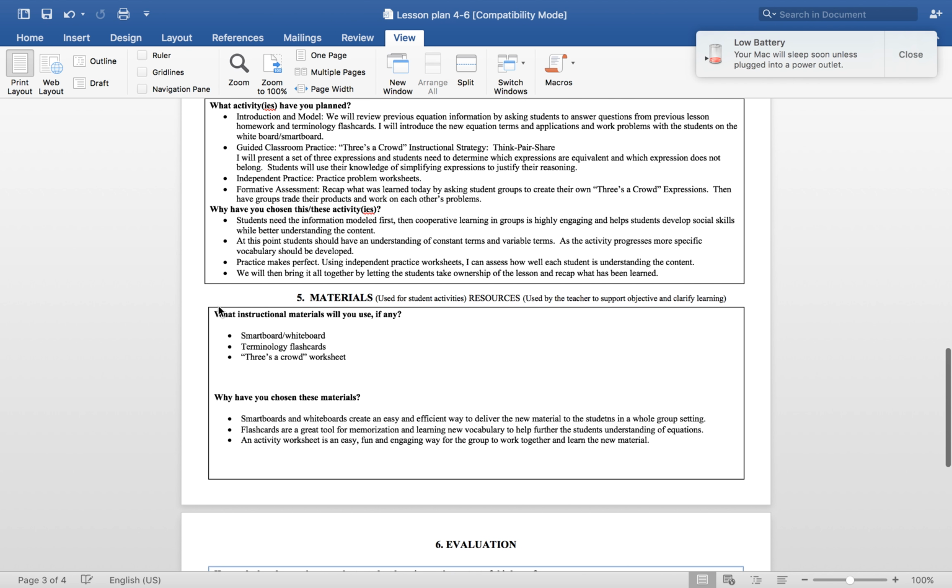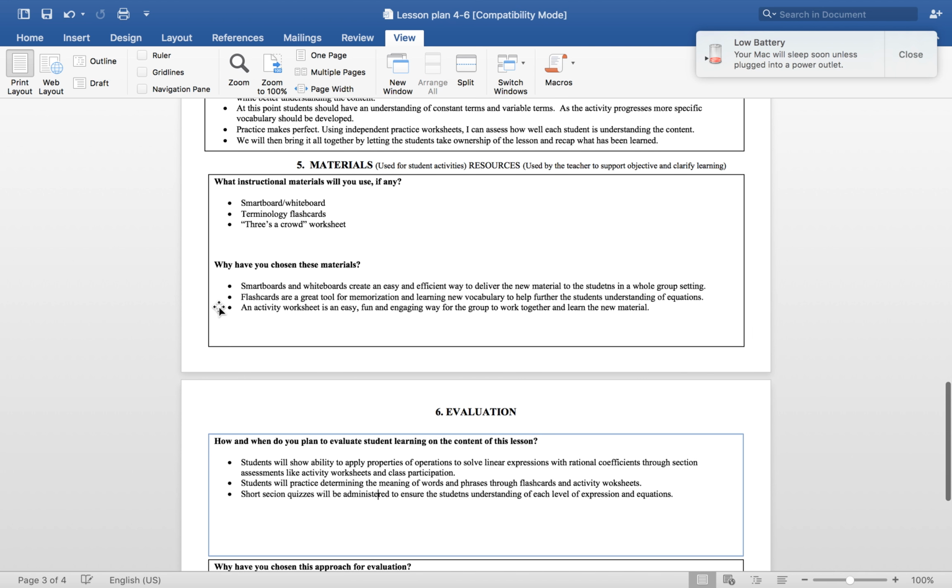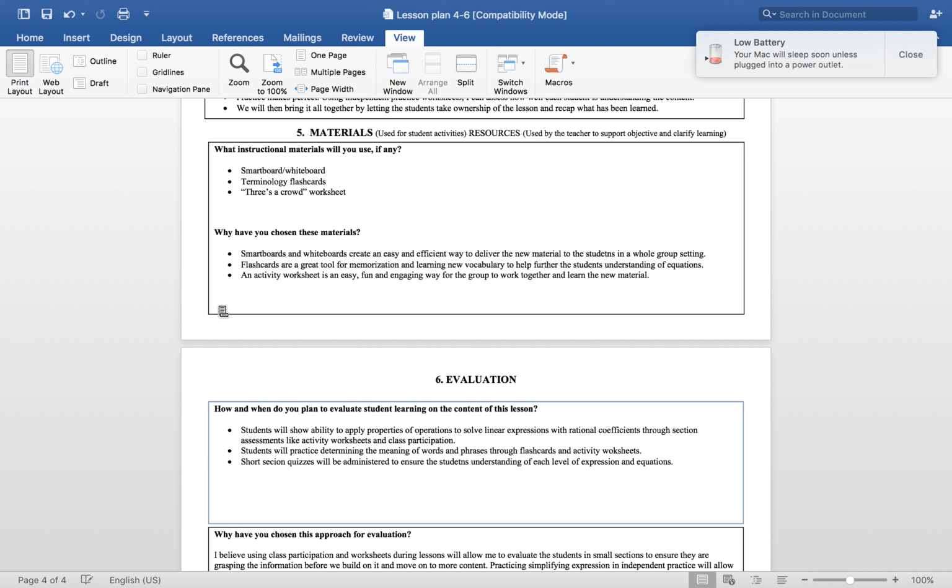And then the materials I will use will include a smartboard or a whiteboard or both, depending on what's available to me. I don't actually know. We will use terminology flashcards. I just think it's a fun way to look at the words and the definitions and show how important they are in a fun way. And then the Three's a Crowd worksheet.